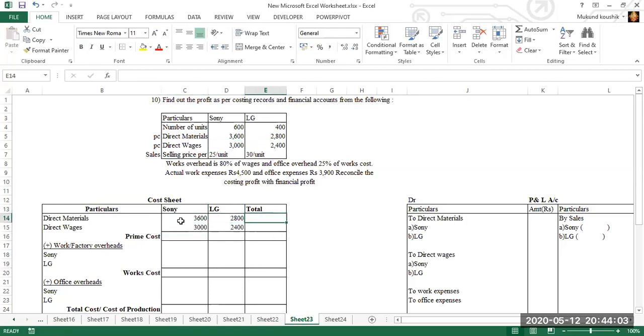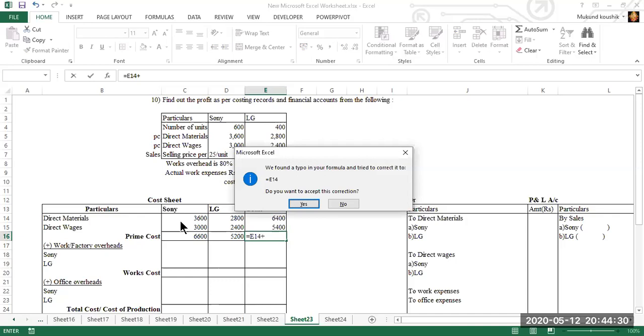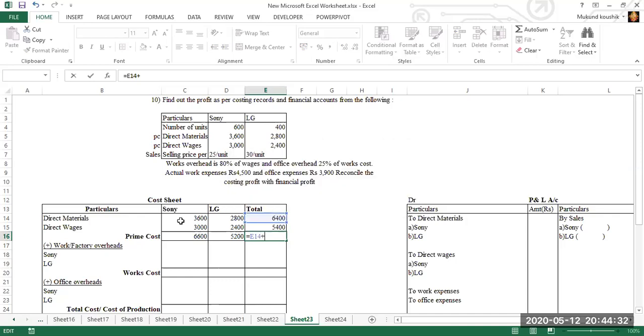Now in total column what we have to do, we have to add both Sony and LG total. Then again, same way we have to do for direct wages also, we have to add both Sony and LG's total. Then again, how much is the prime cost? 3600 plus 3000, it will be 6600. Then again, in case of LG, it will be 2800 plus 2400, 5200. So total column will be 6600 plus 5200. It will be 11800. So we got the prime cost.